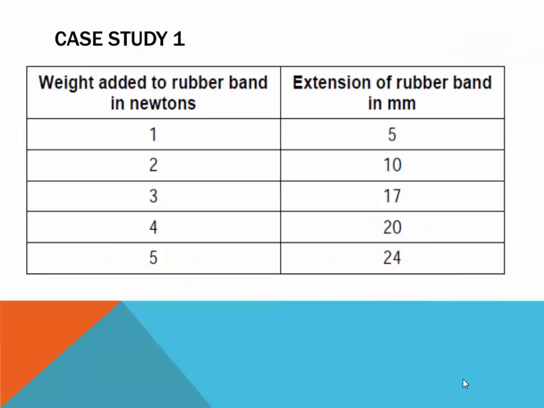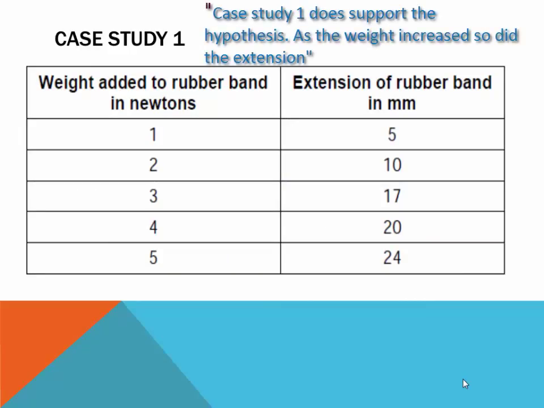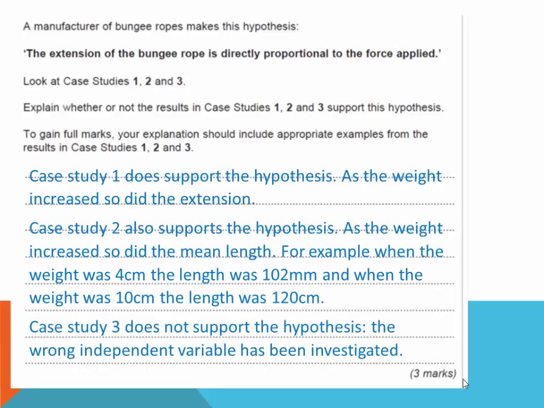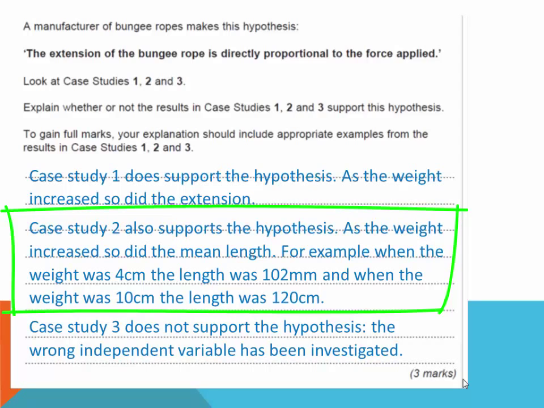So the comment for case study 1 was that the candidate felt the results did support the hypothesis because as weight was increased, so extension increased. That is a correct statement. It's what we call a simple correct statement because no data was used from the case study to evidence the comment. So it gets some credit, but not full credit. The candidate said for case study 2 that it also supported the hypothesis.